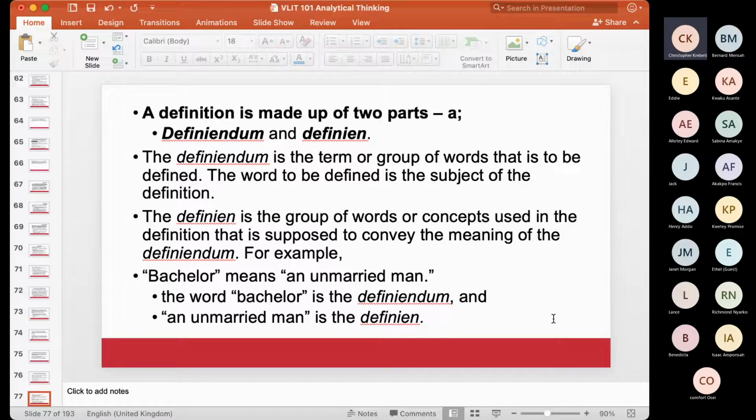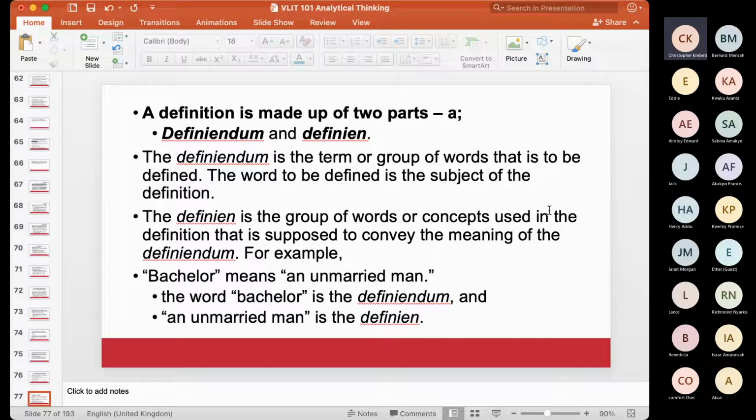Definiendum and definien. What are they? Definiendum is the term or group of words that is to be defined. The word to be defined is the subject of the definition. So I want to define a word like table. Now, the word table is the definiendum. That is the part to be defined. That is the subject of the definition. Whatever I say as the meaning of table is what is referred to as the definien.